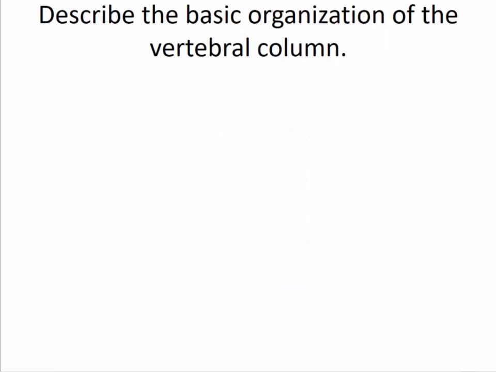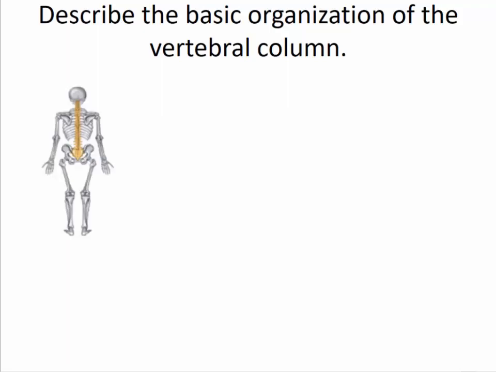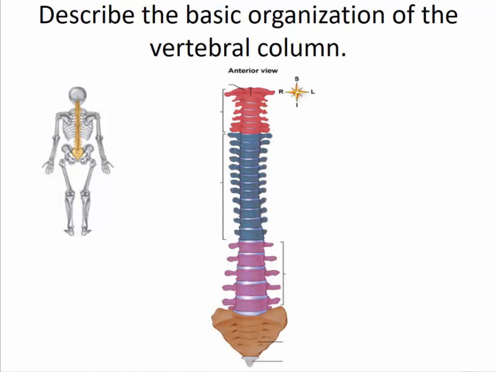Moving down from the skull, we can describe the basic organization of the vertebral column. The vertebral column extends from the skull to the pelvis. It's made up of multiple bony parts called vertebrae. In between the vertebrae are intervertebral discs, made up of fibrocartilage. They're also connected via ligaments, forming joints, articulations between the bones. And the function of the vertebral column is to support the head and trunk, and also to protect the spinal cord.